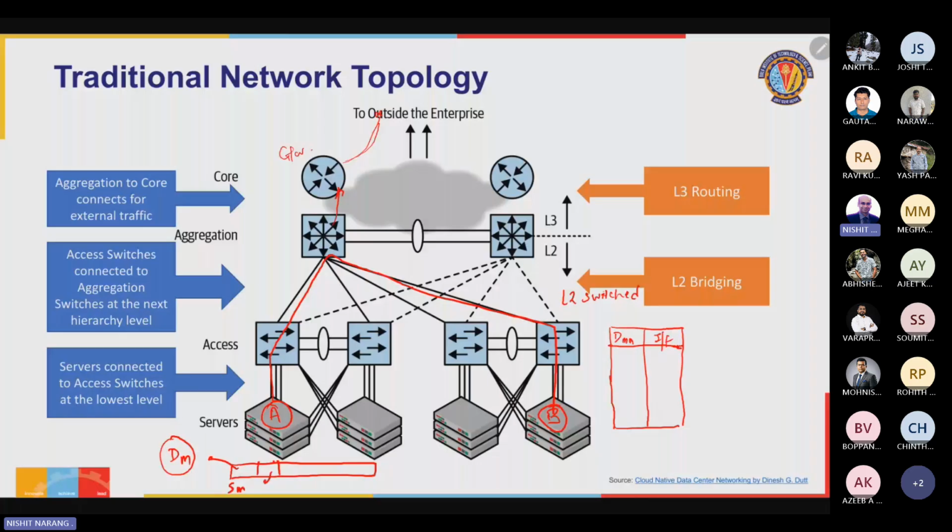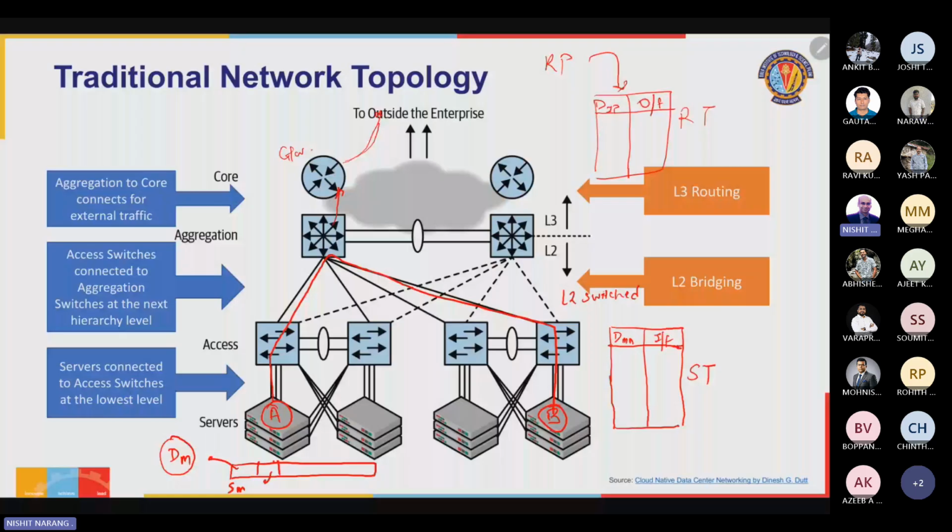In layer 3, the routing table, which we talked about, is also a forwarding table where instead of the MAC address, you have the destination IP address and an outgoing interface. But this forwarding table got created using the routing protocols in the control plane. However, the switching tables, which are also forwarding tables but at layer 2, are not created or populated using any form of routing protocol.